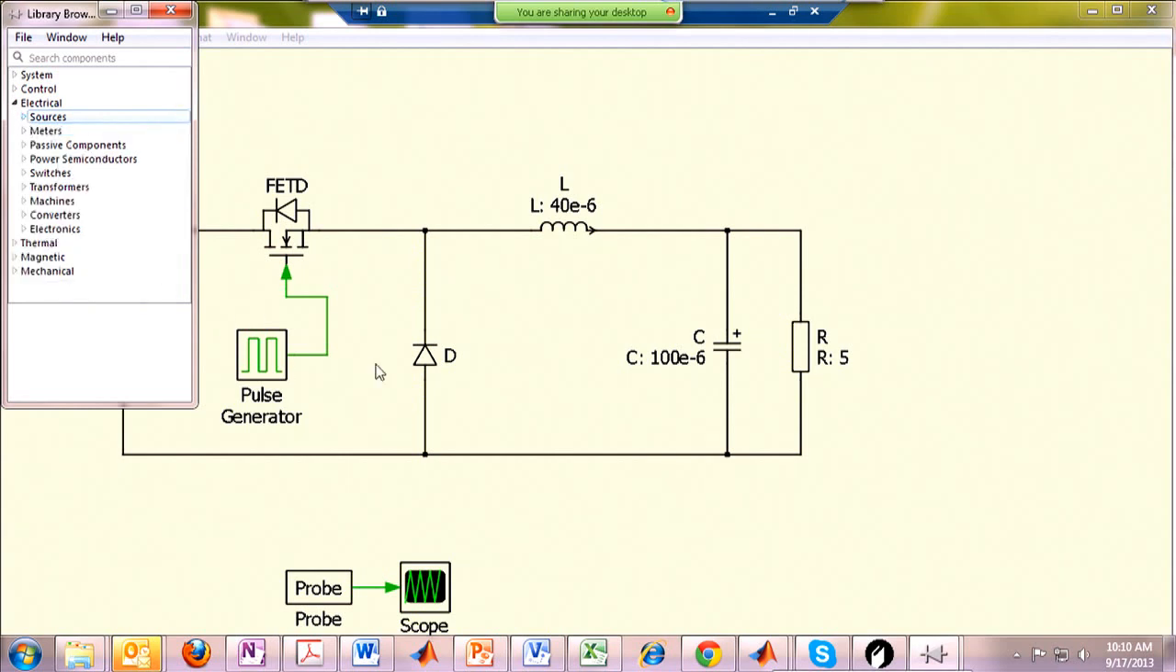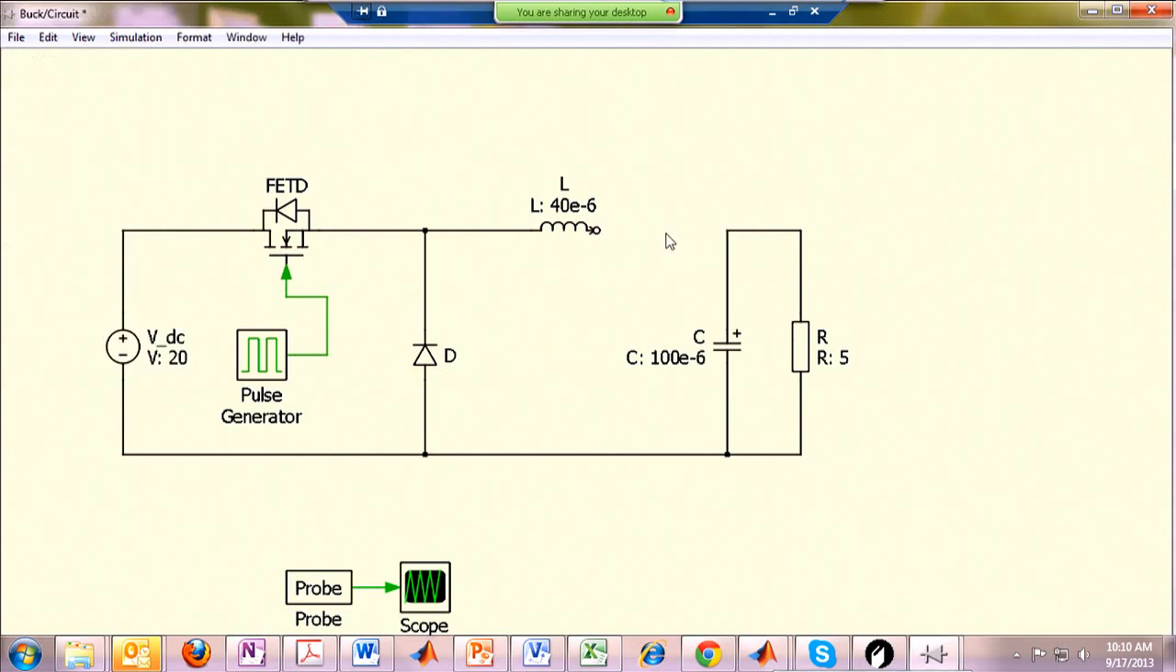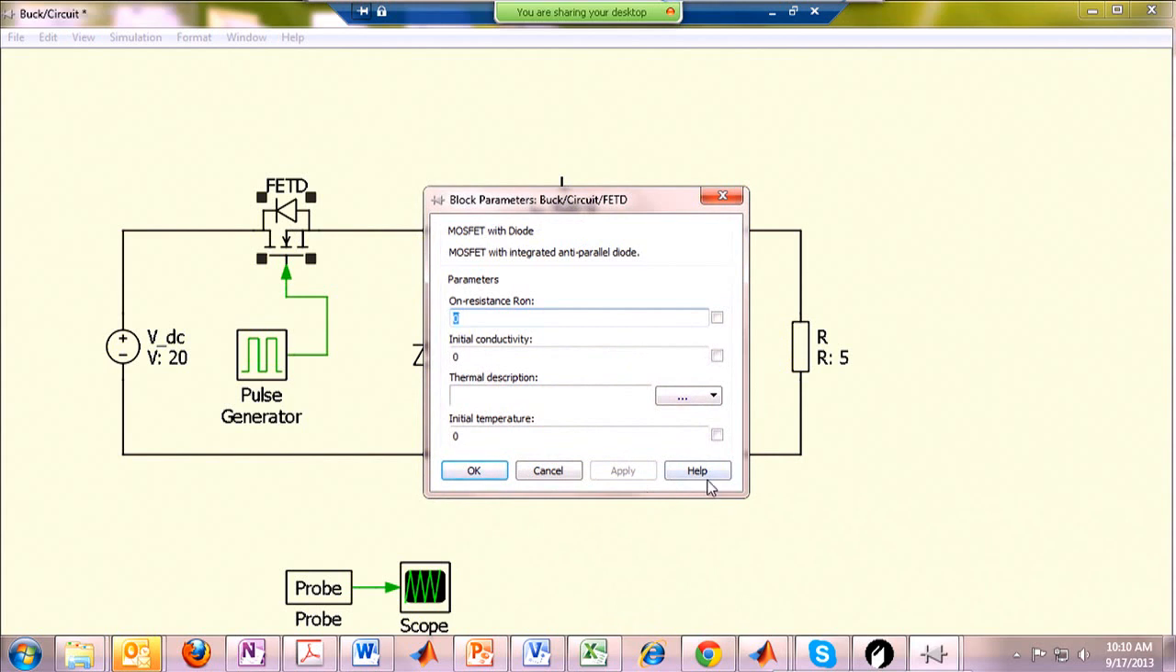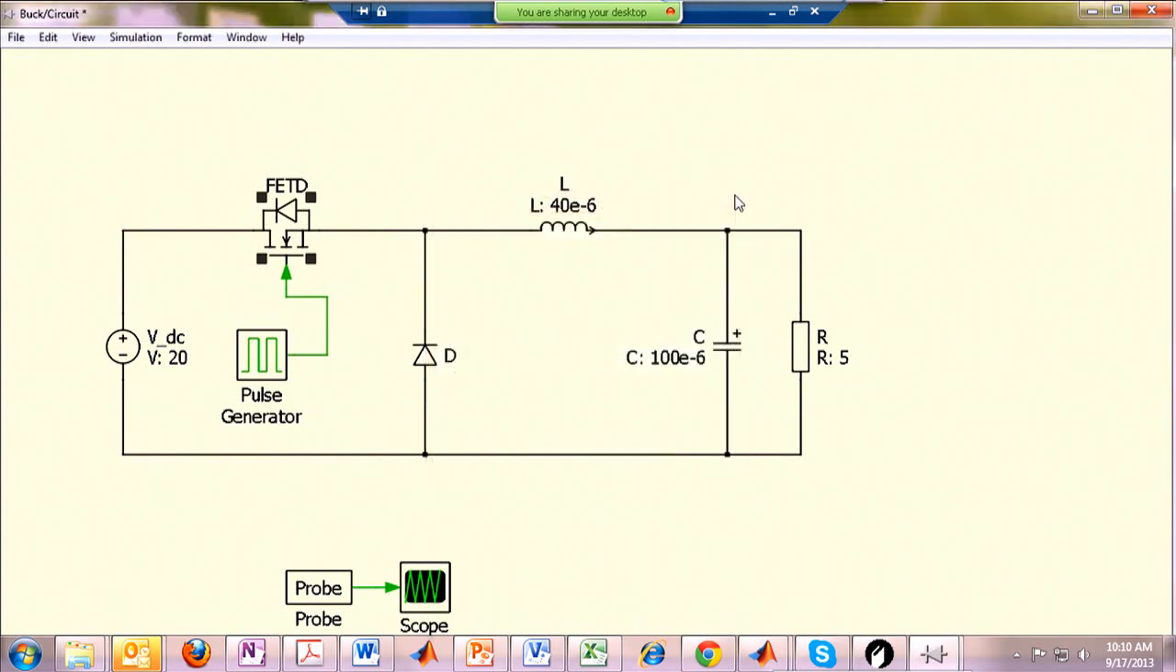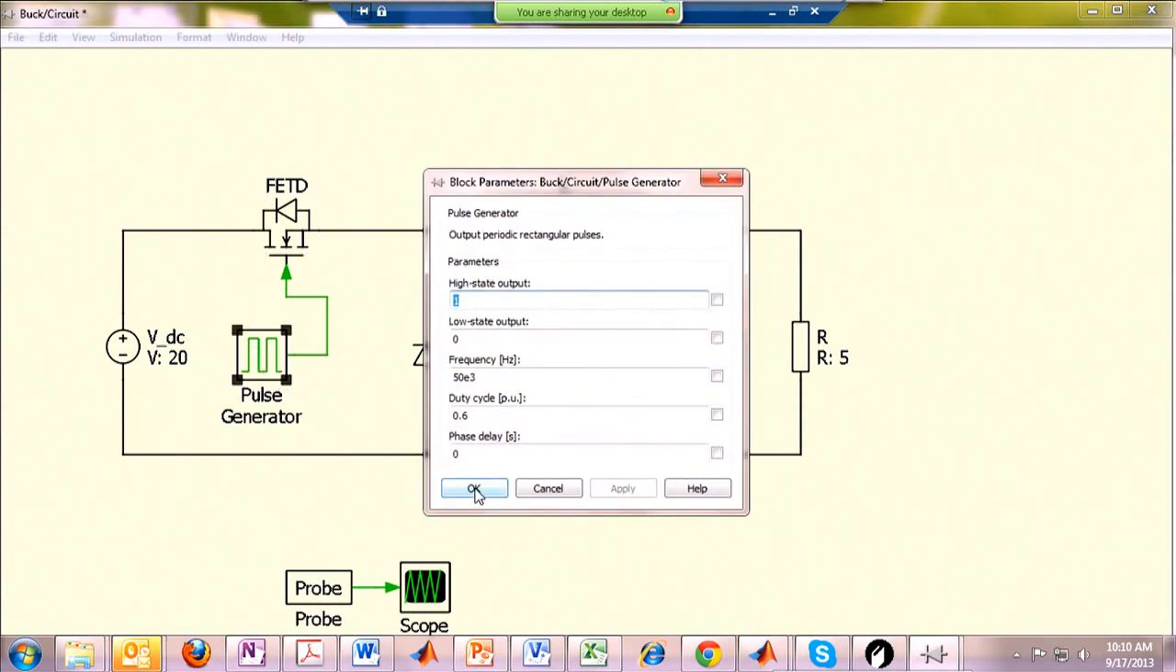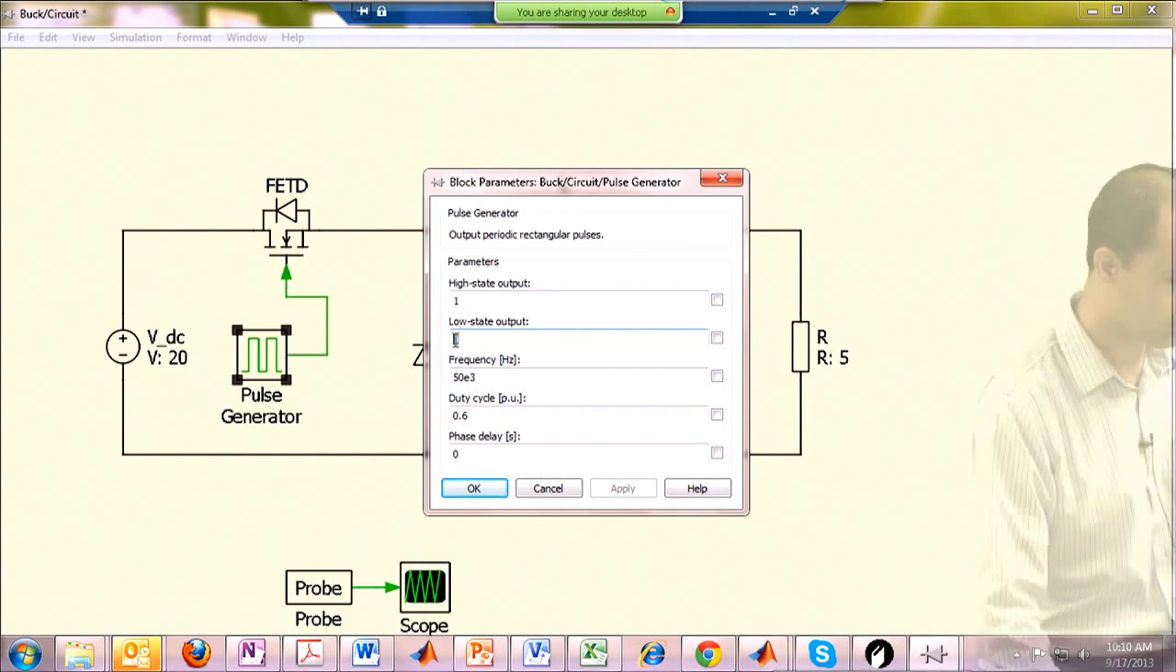And then once you select all the components, you just have to do the wiring, and they connect to each other. For this particular MOSFET that I have over here, I have to turn it on and off. If you look at the help menu of this MOSFET, it determines how it's turned on and off. So technically you need a pulse generator, and in this case, 1 for the MOSFET means it's on, and 0 means the switch is off.